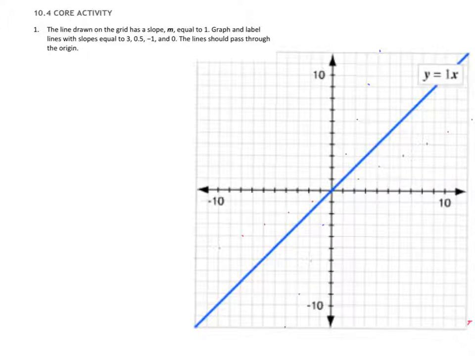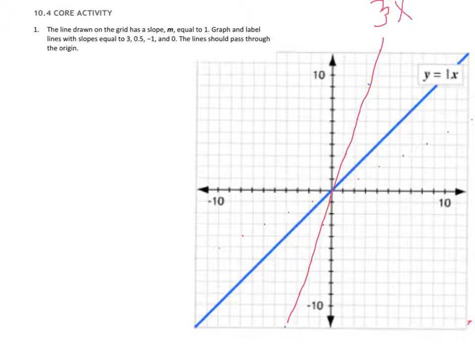In number 1 for the core activity, the line shown here has a slope of 1. We're asked to draw some other lines with different slopes, the first one being a slope of 3. So if we start at the origin and count up 3 and over 1, you see the little blue dots. Connecting these dots, this line has a slope of 3.